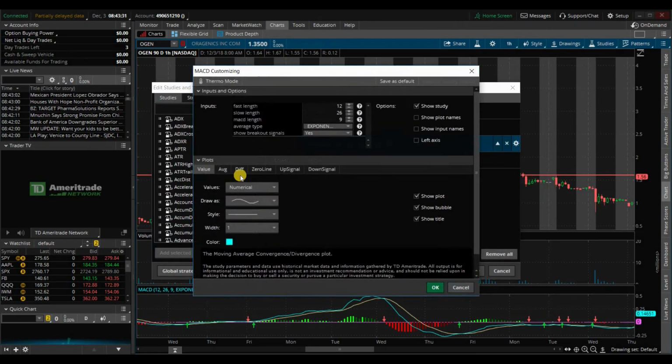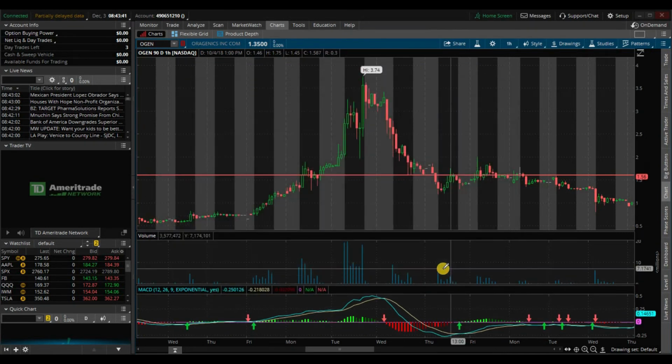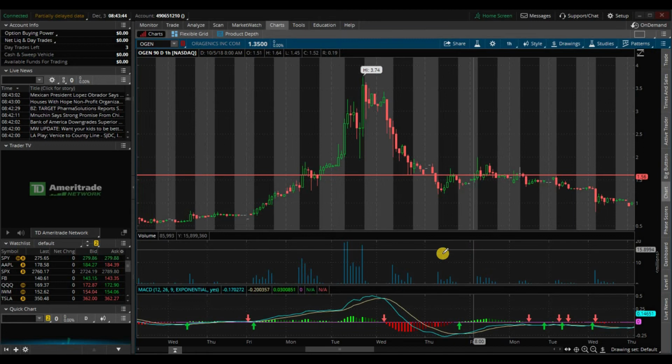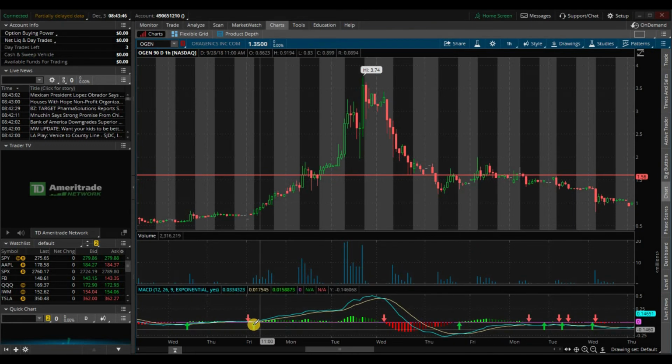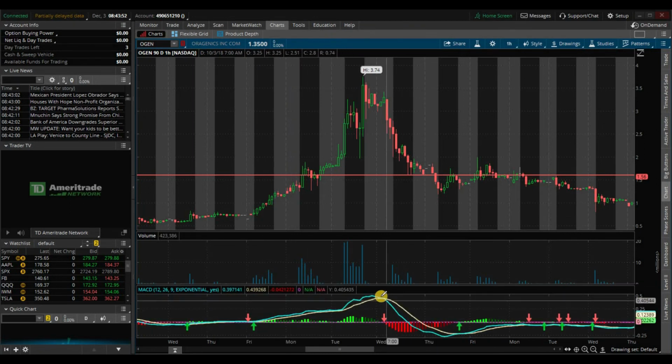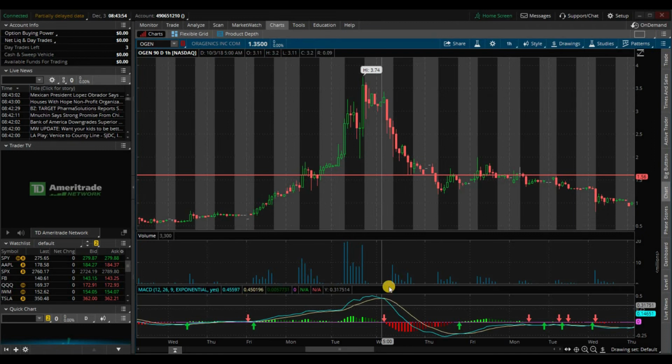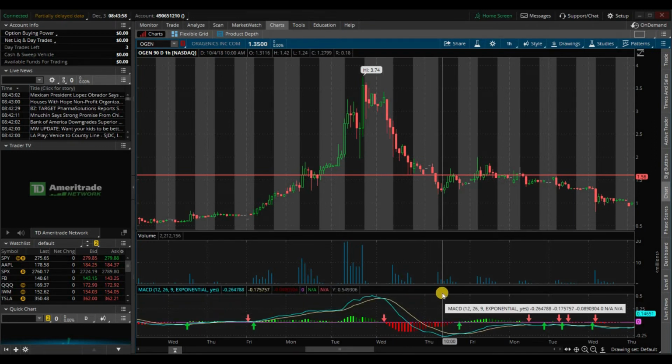If you go back to your studies, you go up to up signal, you change the width here, and down signal, you can change the width. Okay, they should be bigger now. Yeah, so anytime the blue line crosses over the yellow line, you'll see this little green arrow pointing up on your chart. And anytime the blue line crosses under the yellow line, you'll see this red arrow.